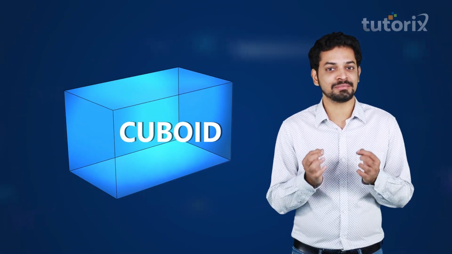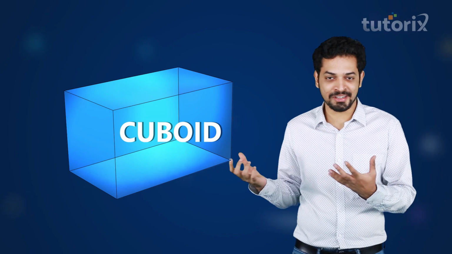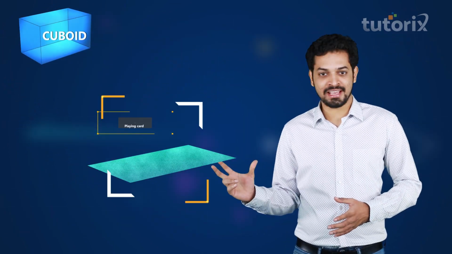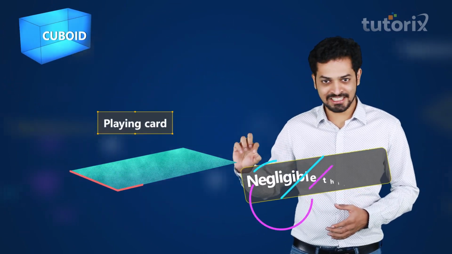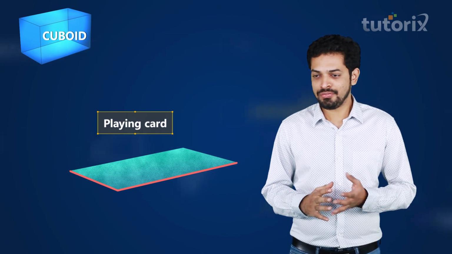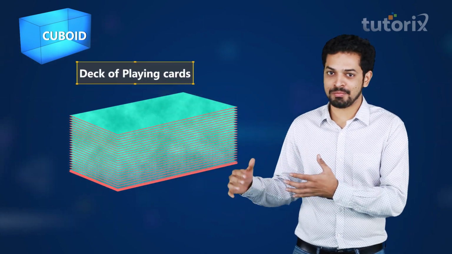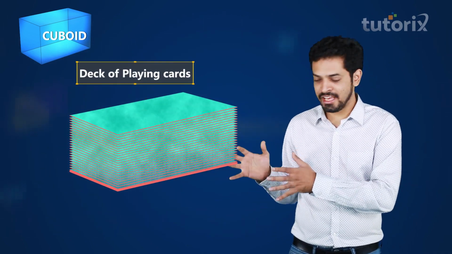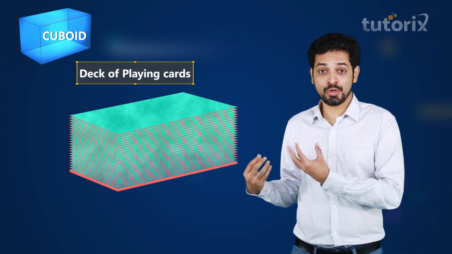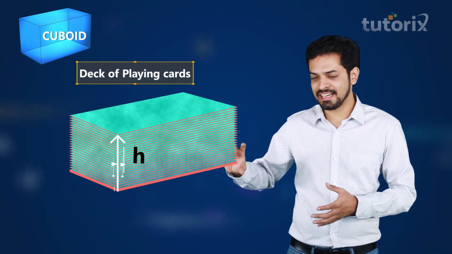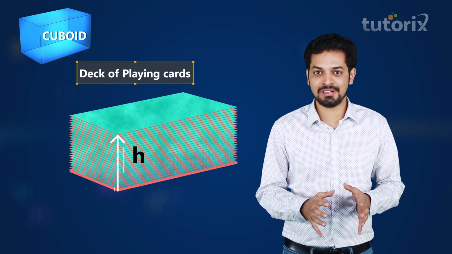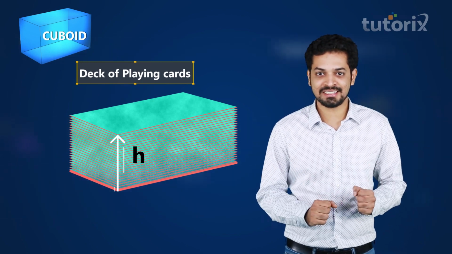Now, for finding the volume of a cuboid, we need some skills in actually visualizing this solid. Now consider a playing card that has almost negligible thickness. Now if I keep stacking playing cards one on top of the other, I result in a deck of playing cards that resembles a cuboid and actually has a height h, which is not negligible but a finite quantity, right?